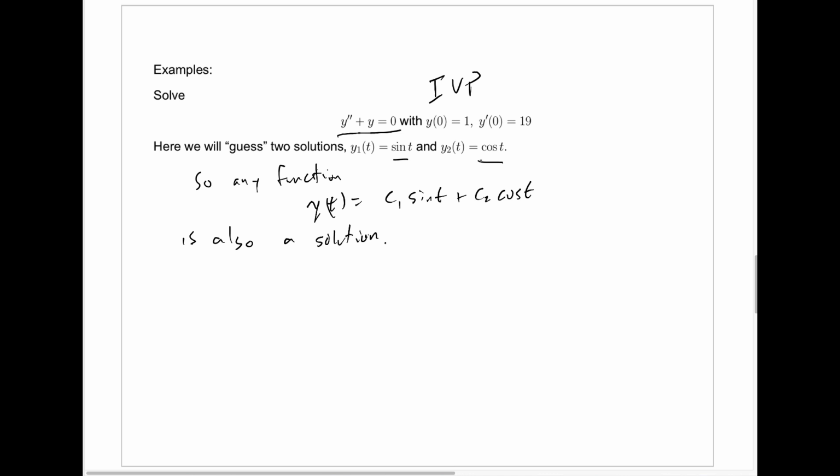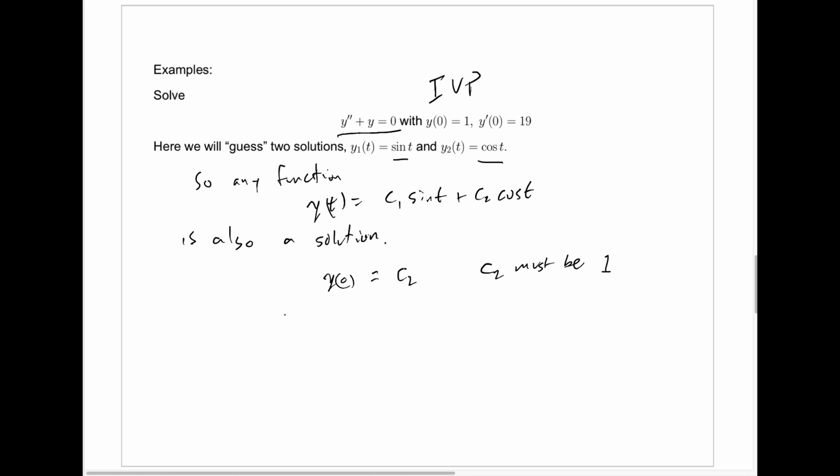How does that help us? Well, I'm looking to find a solution with y of 0 equals 1 and y prime of 0 equals 19. So for solutions of this form, what is y of 0? y of 0 is c1 times sine of 0, which is 0, plus c2 times cosine of 0. Cosine of 0 is 1, so that just gives me c2. That tells me c2 must be 1, since y of 0 is 1.